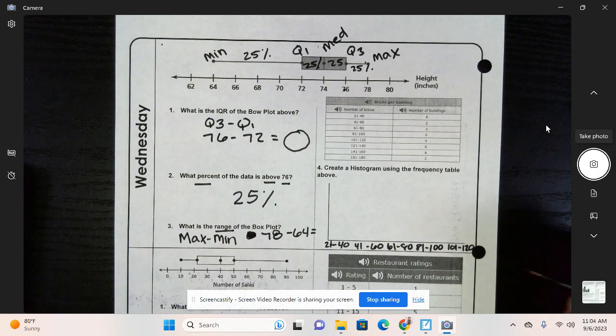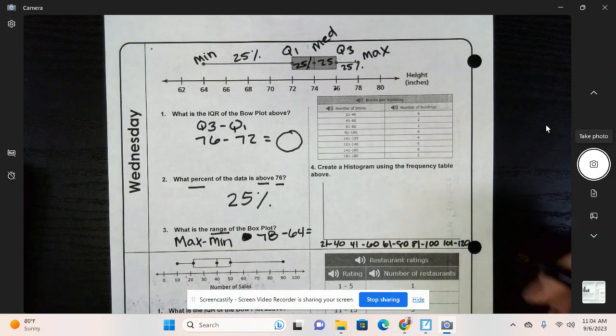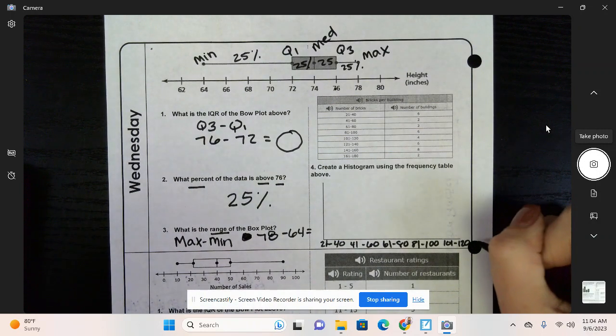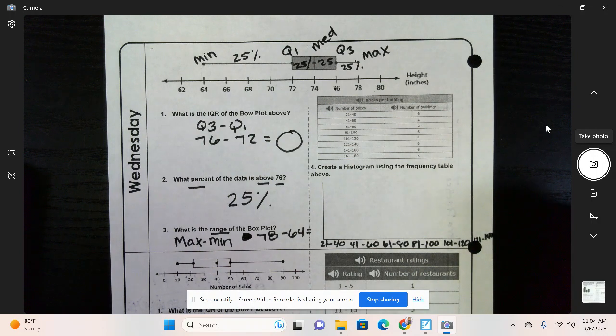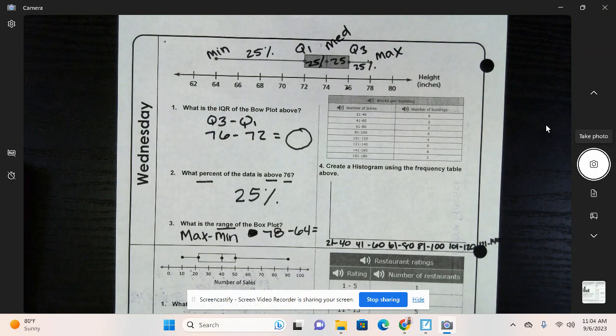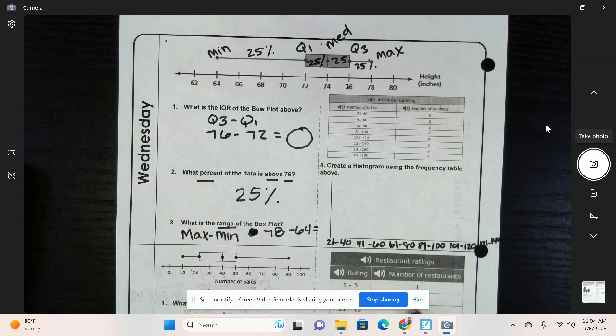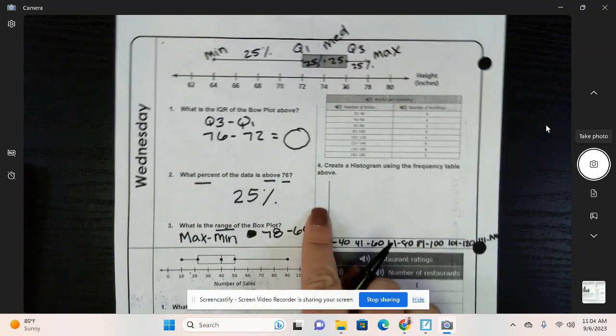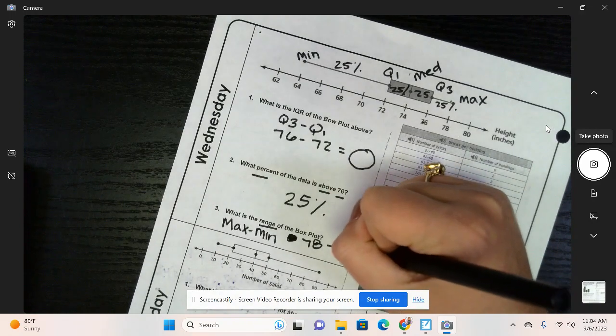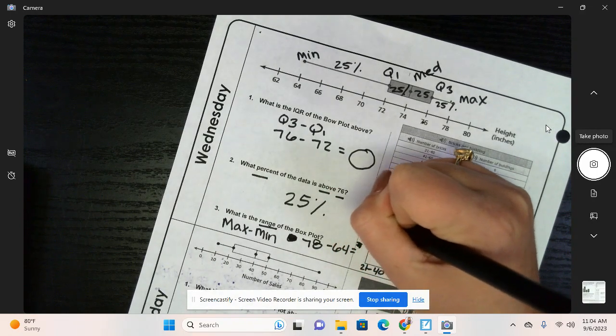And I'm going to run out of room because my marker is too big, so I hope you write smaller than me. 121 to 140, and I'm going to have to stop right there because I ran out of room. Maybe yours will be smaller. On our y-axis, this is the number of buildings.